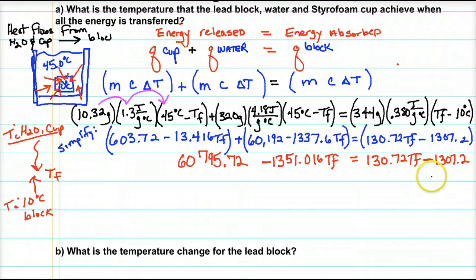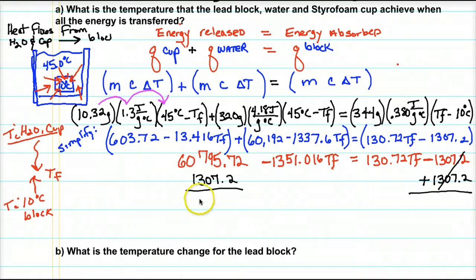I am going to move this positive 1307.2. Of course, that's going to cancel on this side. What I do to one side of an equation, I do to the other. And that becomes 1307.2. Let's go find that value. And this gives me, when I add these two together, 62,102.92.